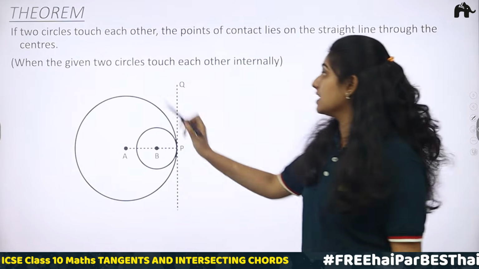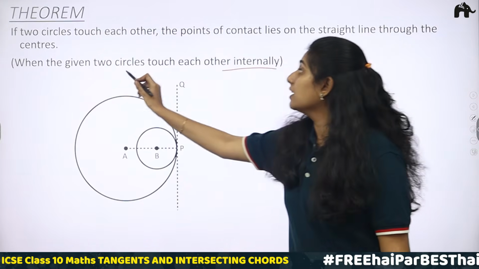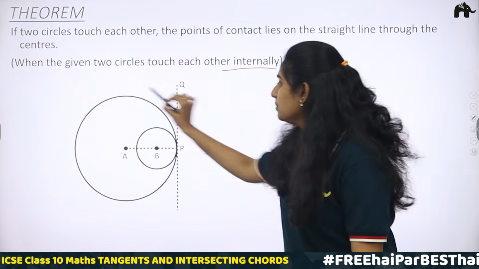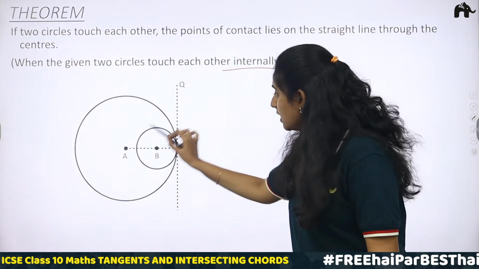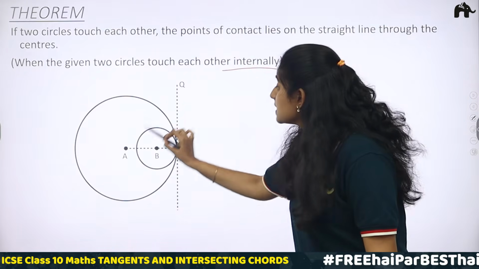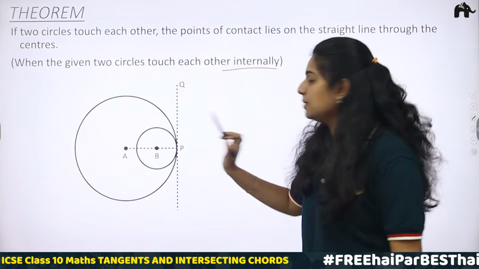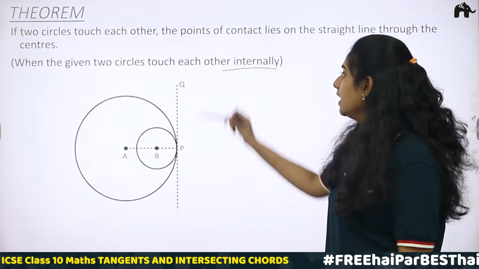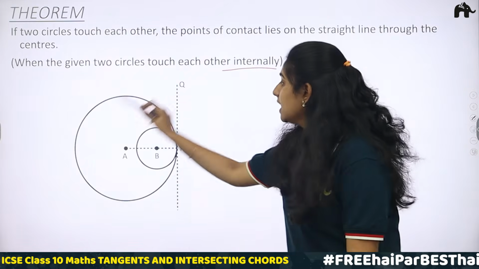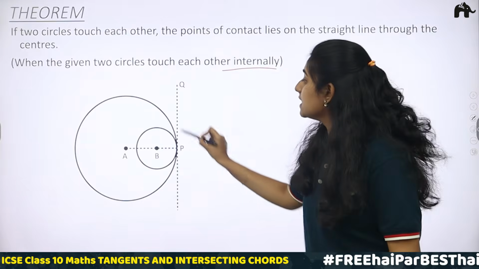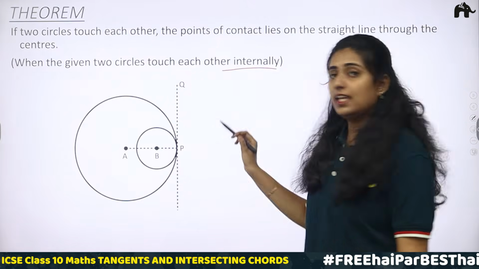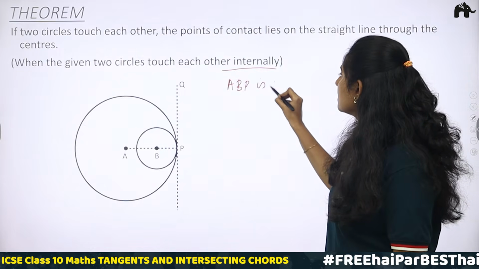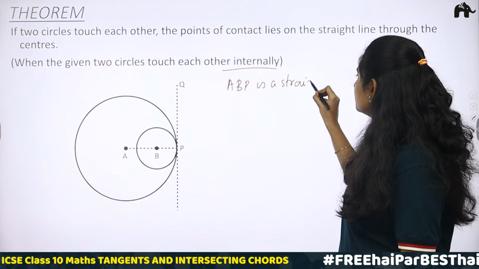The same theorem: if two circles touch each other, the point of contact lies on the straight line through the centers. Now, this is the case when the given two circles touch each other internally. Consider this figure. Here we have the bigger circle with center A and the smaller circle with center B. The smaller circle lies inside the bigger circle. Point of contact is P. QP is the tangent to the circle with center A as well as to the circle with center B. Now we have to show again, in this case, that ABP is a straight line.